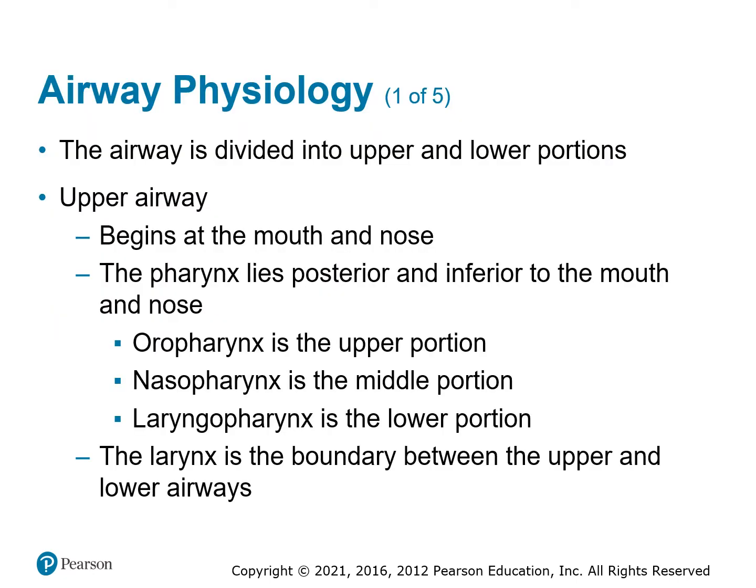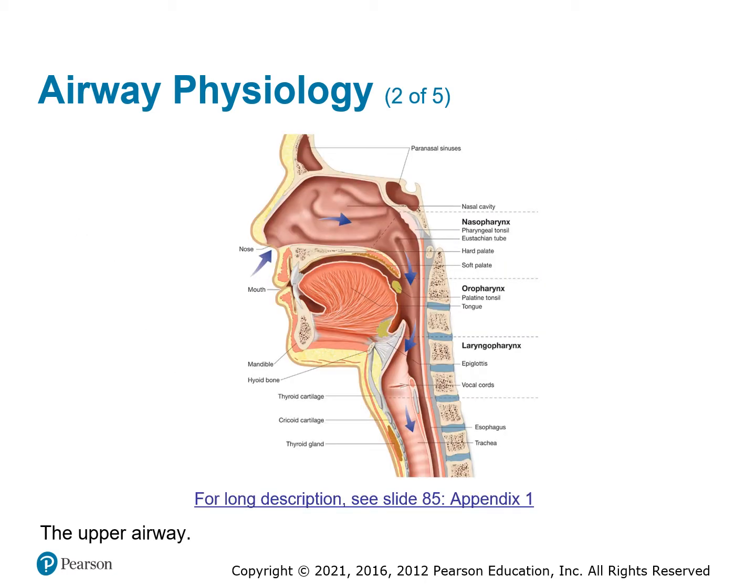physiology. Airway physiology, we've got to remember that airway is divided into the upper and lower. We've got the upper airway, nose and mouth, down to the epiglottis. We have the oral pharynx and the nasal pharynx, and the laryngeal pharynx is the lower portion that's sitting right on the back of the mouth into the top of the trachea. So the larynx is that dividing line between the two. It sits on the top of the trachea. That's where your vocal cords are.